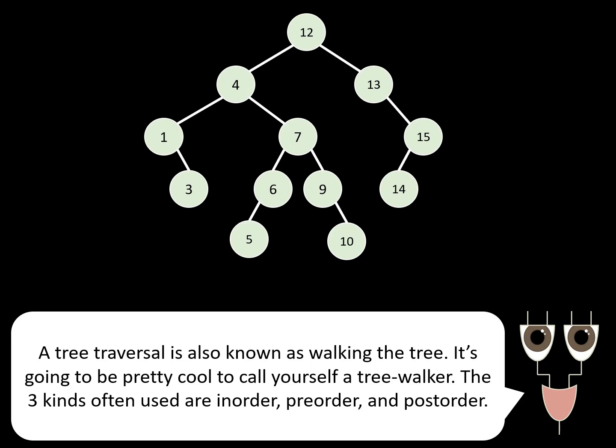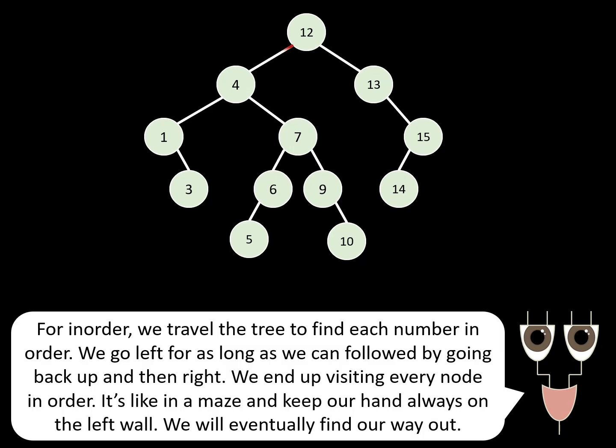The 3 kinds often used are in order, pre-order, and post-order. For in order, we travel the tree to find each number in order. We go left for as long as we can, followed by going back up and then right. We end up visiting every node in order. It's like being in a maze and keeping our hands always on the left wall. We will eventually find our way out.